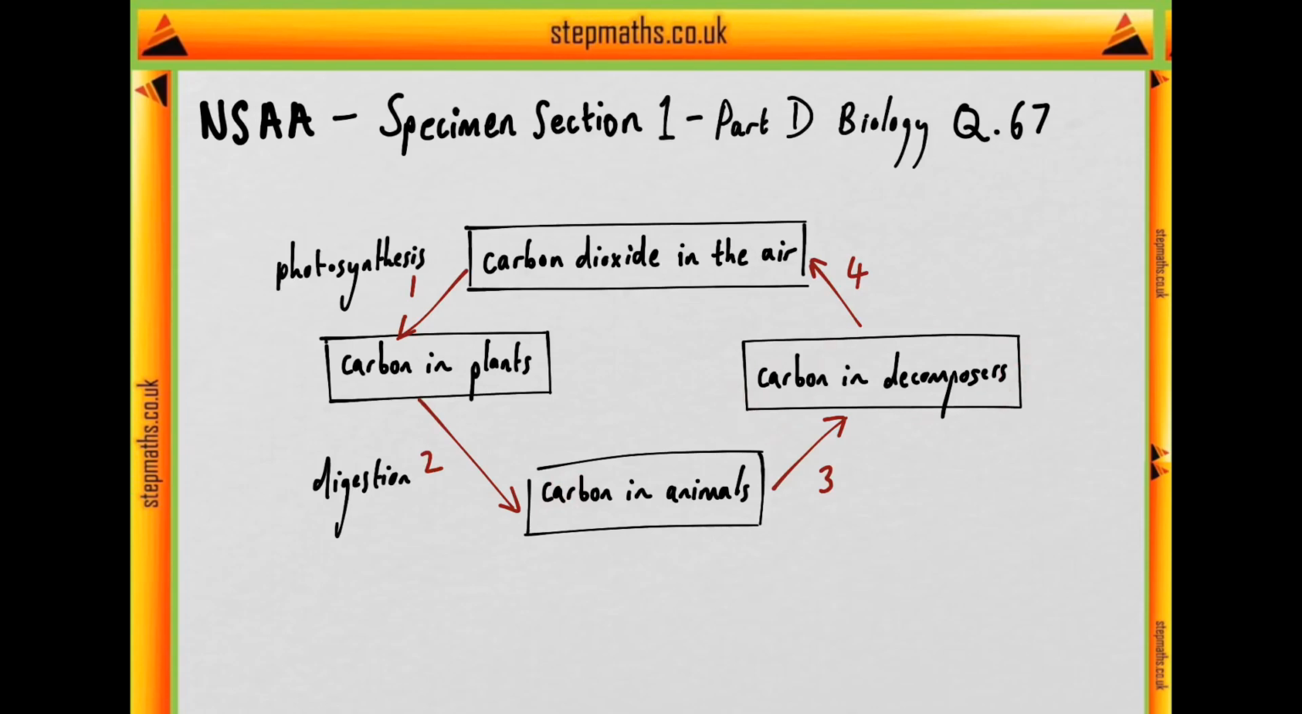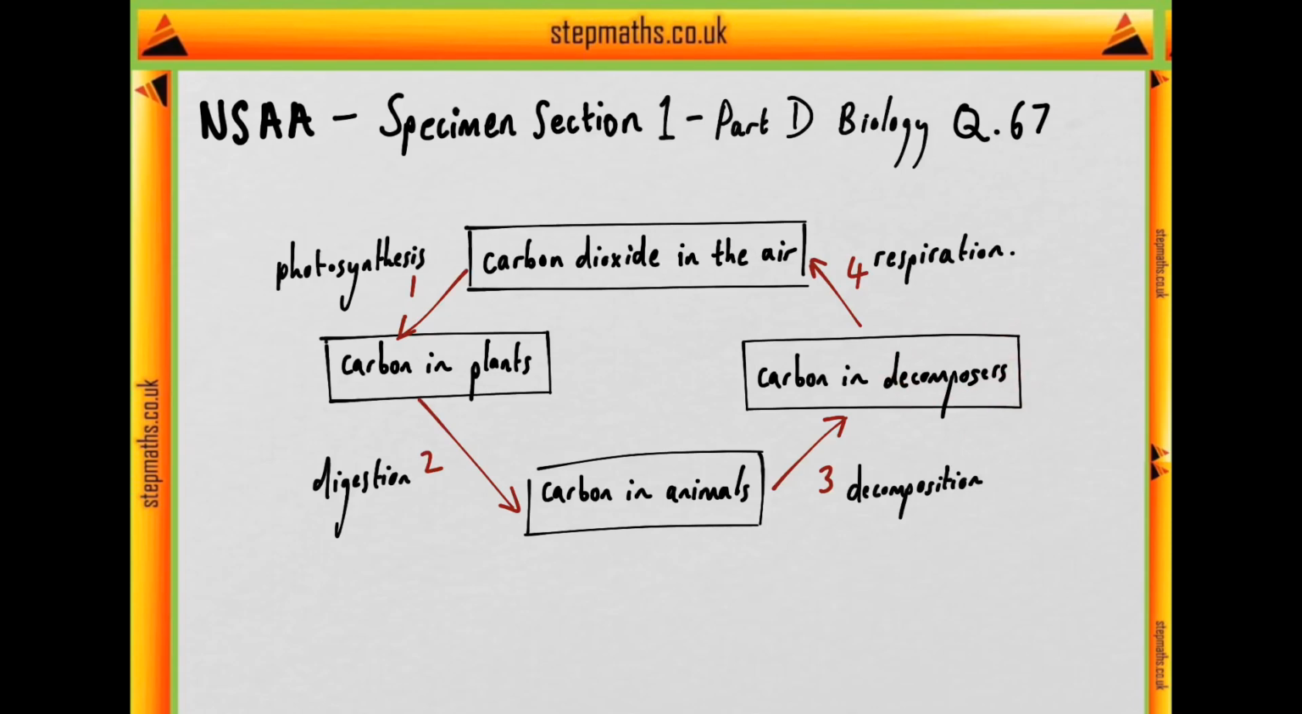Well, that will involve the animals dying and decomposing, at which point the decomposers, for example certain fungi, could use saprotrophic nutrition to take up the carbon from the animals into themselves. Moving on, we need to get from carbon in decomposers to carbon dioxide in the air. Well, that would probably be the process of respiration, which produces carbon dioxide from oxygen and glucose.